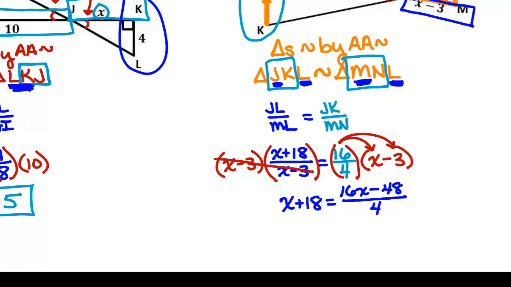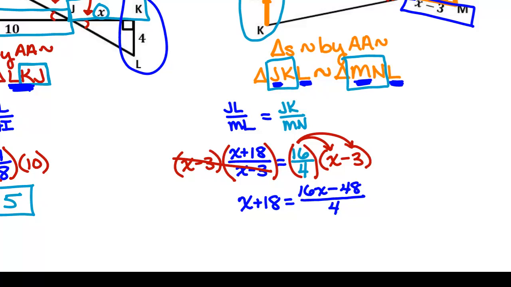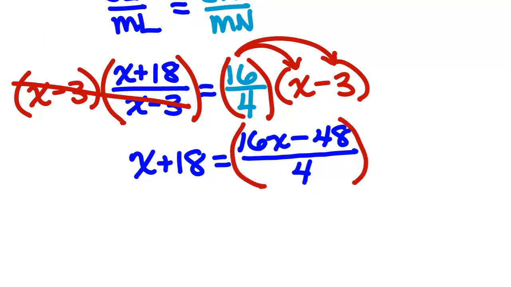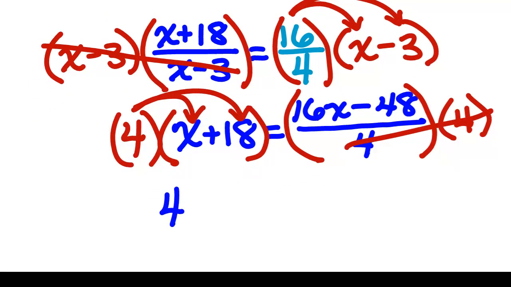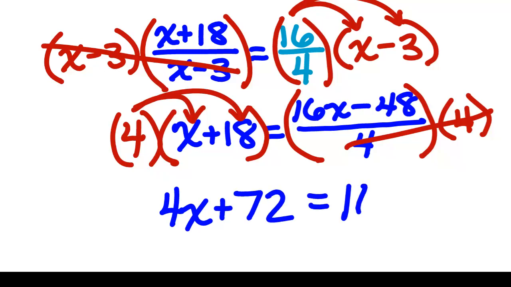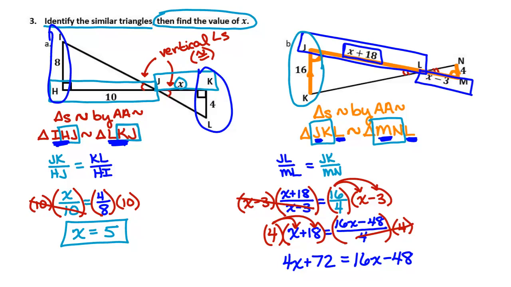What now? I didn't hear. What do we want to do? Do the same thing, but with the 4 now. So I'm going to multiply 4 to both sides. Got to scoot my work over, though. The 4 is going to distribute to both the x and the 18. So I have 4x plus what? 72 equals 16x minus 48. That's where we're going to pick up tomorrow, and we will finish solving this problem.